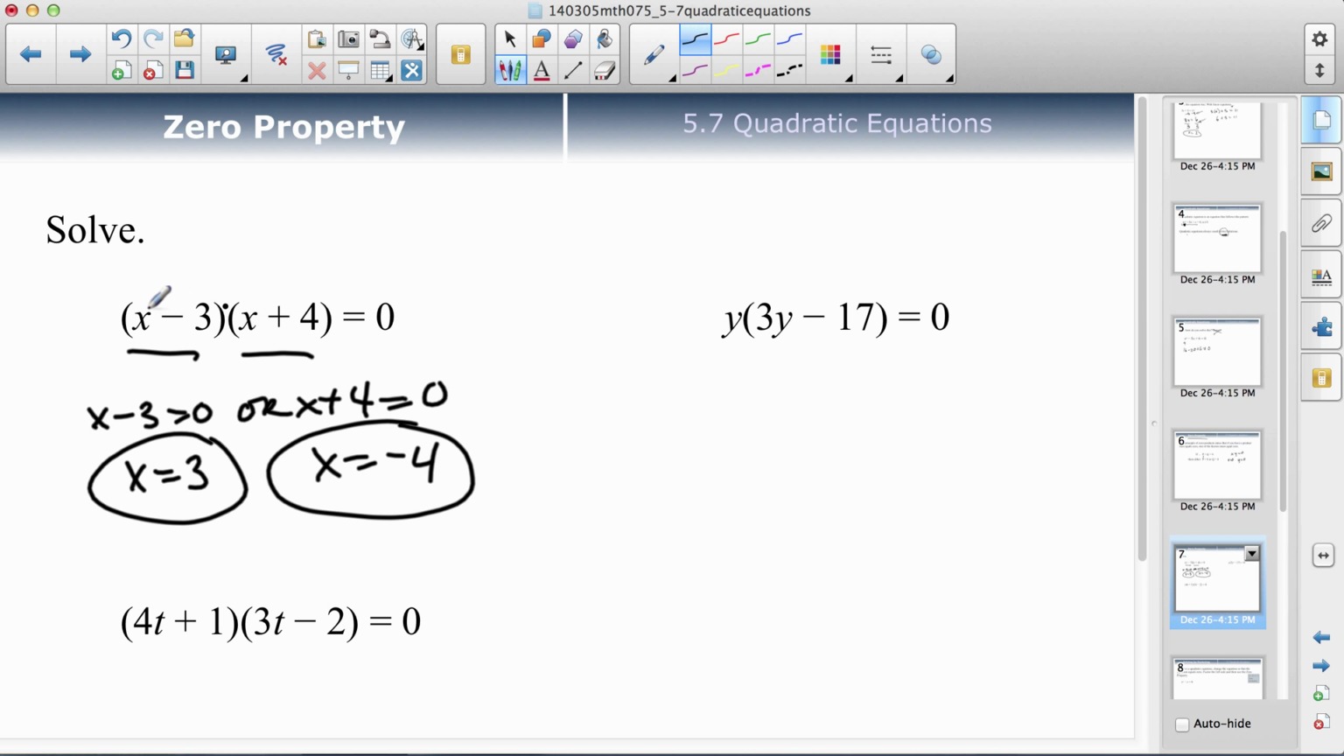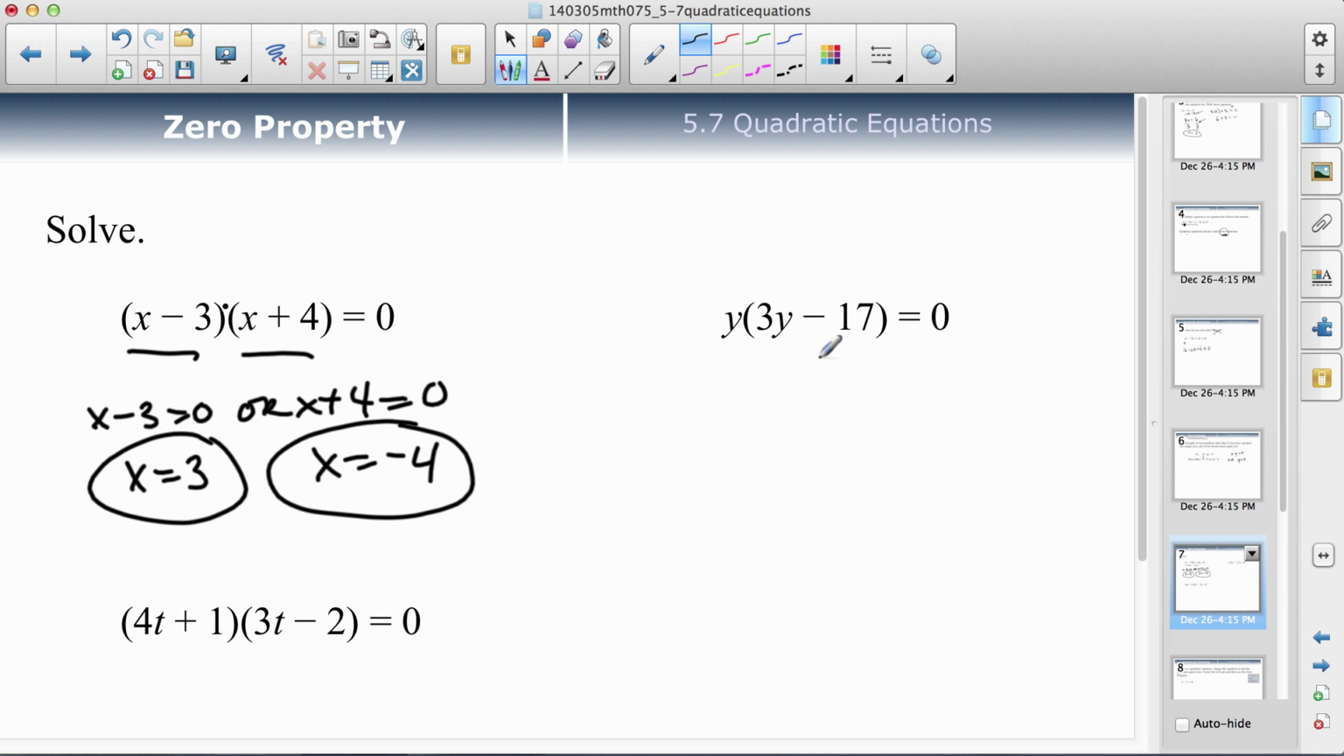It's a quadratic because x times x would give me an x squared, but I have 2 solutions to that equation. I could plug either one in. 3 take away 3 is 0. 0 times, it doesn't matter what it is, comes out to 0. That works. I could plug a negative 4 in right there. Negative 4 plus 4 is 0. 0 times anything is still 0. So both of those answers are correct.